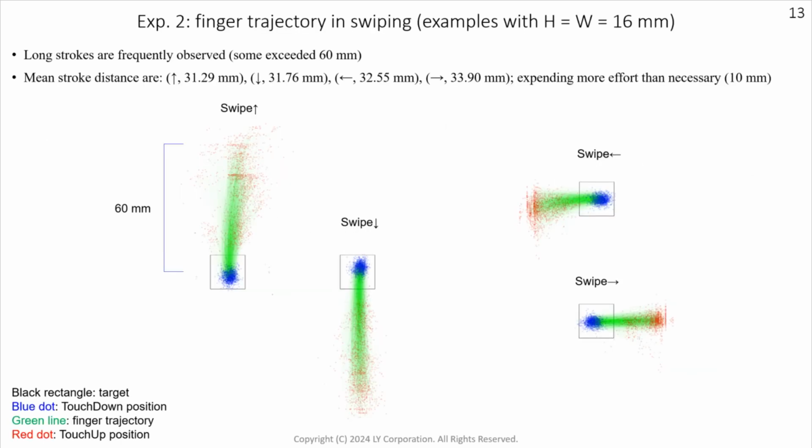The tendencies of swipe trajectory were also similar to experiment 1. The average stroke distances were approximately 30 mm and sometimes over 60 mm. The finger was placed at a position opposite to the direction of the intended swipe.